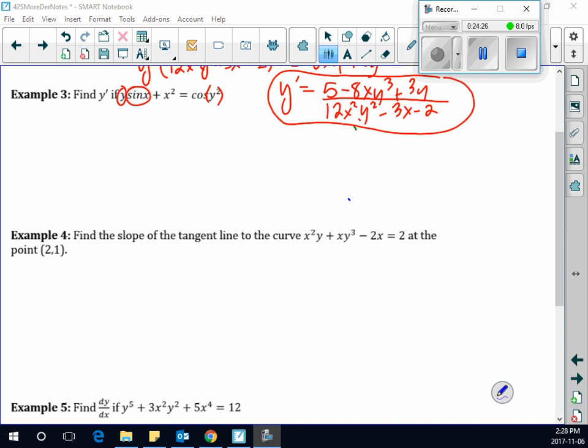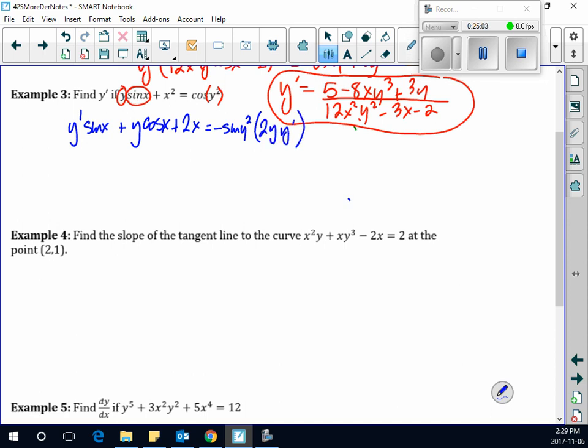Okay, product rule. The derivative of y is 1y prime, sine x left alone, right? Plus y left alone. What's the derivative of sine x? Cos x. What's the derivative of x squared? 2x. This one's a hard one. I stumped a few people on this one. This is a chain rule. So you need to find the derivative of cos with the inside left alone. So that's minus sine y squared times the derivative of the inside, which is 2y prime. Yes?